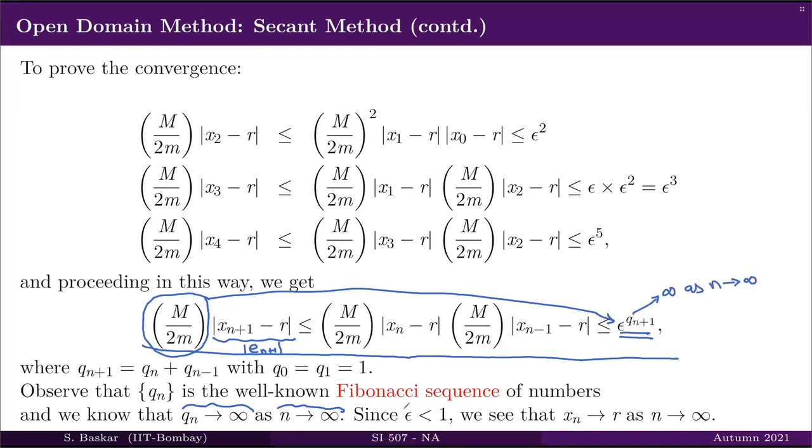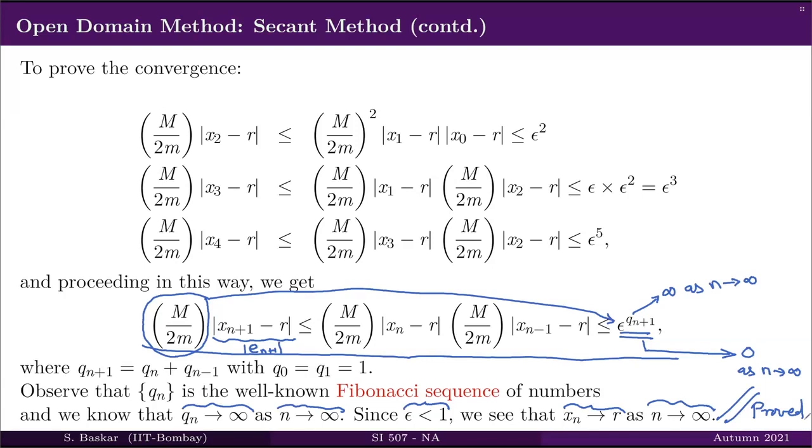Also, we have chosen our initial guesses x0 and x1 such that epsilon was less than 1. Therefore, you can see that the right hand side goes to 0 as n tends to infinity. That is equivalent to saying that the sequence xn tends to r as n tends to infinity. Therefore, we have proved the convergence of the secant method iterative sequence.